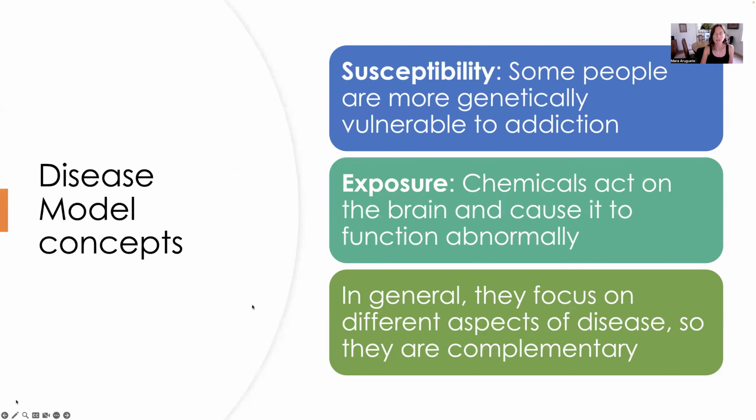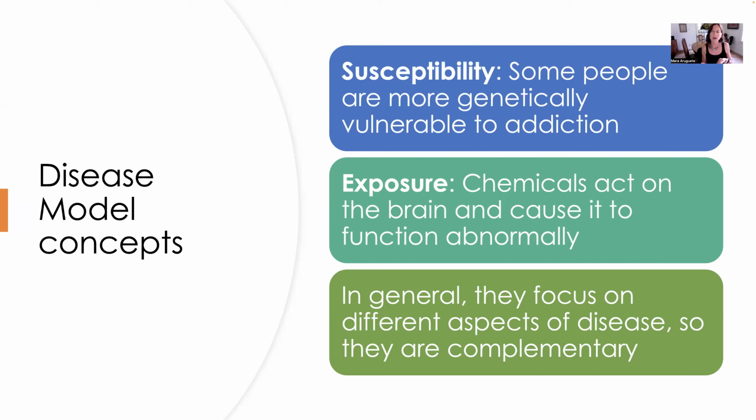Okay, so there are a couple of different disease models. One is the concept of susceptibility. The susceptibility models basically say that some people are more genetically vulnerable to addiction. This is sort of another way of saying the allergy theory of AA, which was that some people are born such that if they consume this substance, they will get addicted, and other people are not going to get addicted even if they use the substance.